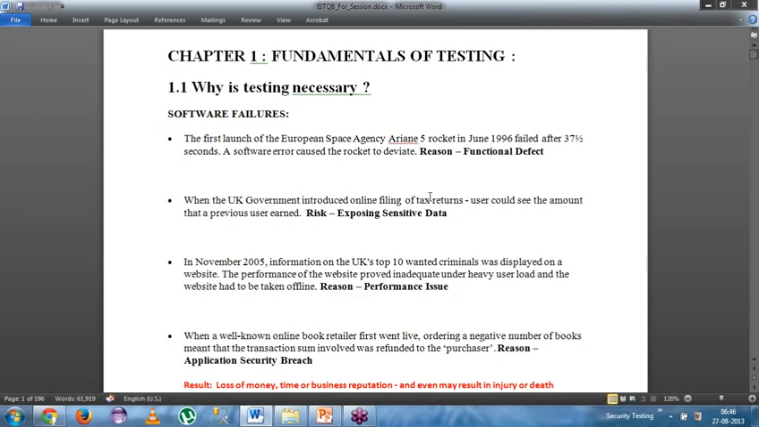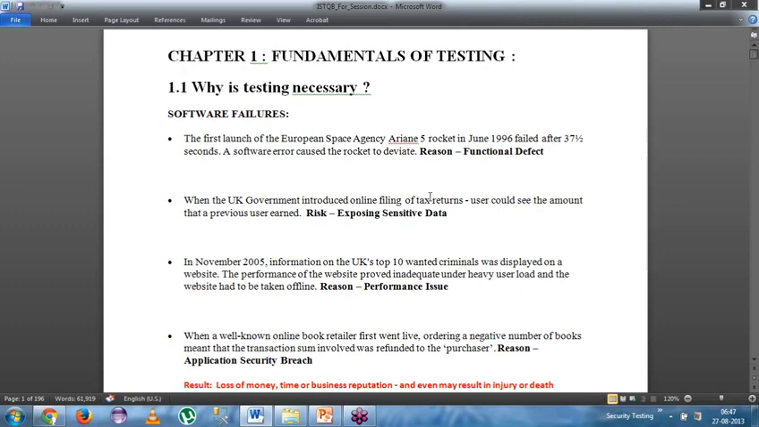We can also see many other examples, such as when the UK government introduced online filing of tax returns, a user could see someone else's previously earned amount. So the risk here is exposing sensitive information. Similarly, we can see other examples. There are various defects that have hit the markets, and they have hit that particular organization or the brand value of the company.